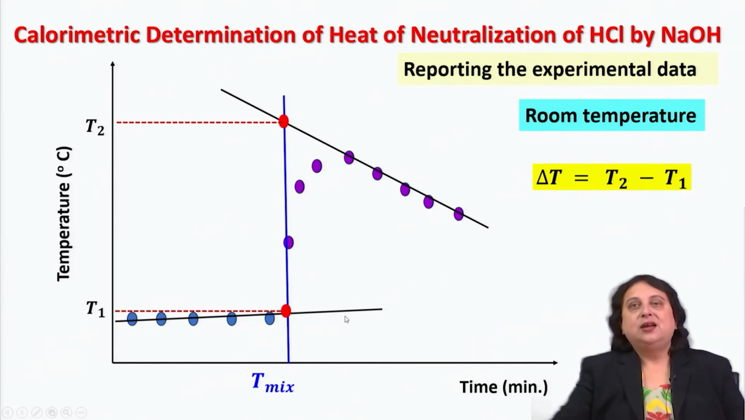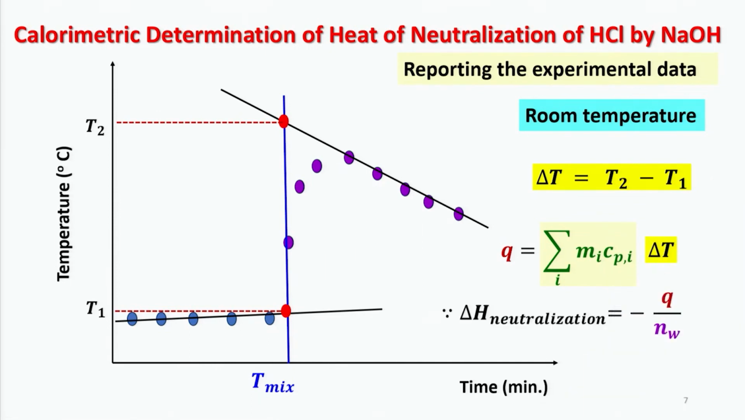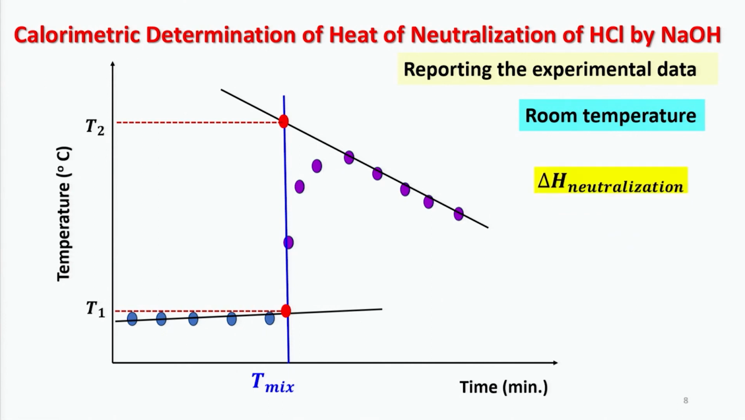So, once you do that, once you know delta T, then you can find out Q by multiplying the summation of heat capacities, which you know for your setup, into delta T. And then what is delta H neutralization? The reaction has released Q amount of heat with the production of 0.1 mole of water. So, you will say that delta H neutralization would be a ratio of Q and n_w with a negative sign.